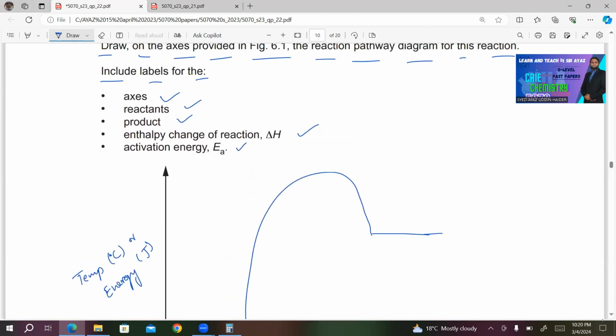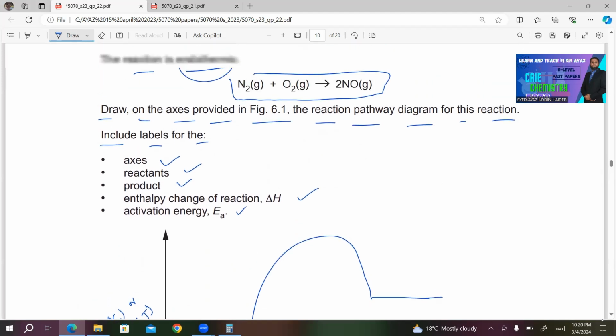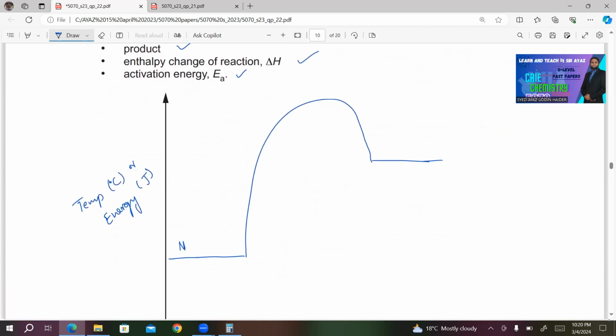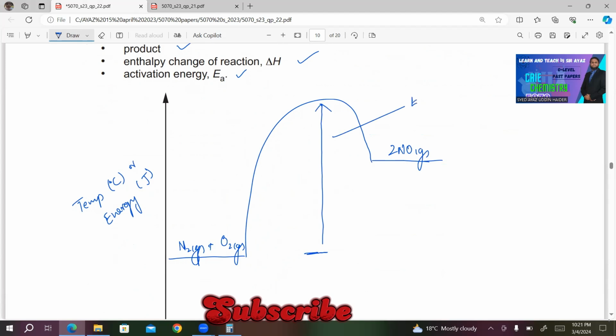Now show the reactants. We have N2 gas plus O2 gas gives 2NO gas. Now activation energy. Activation energy will be starting from the reactant point. This must be the activation energy and it's going up to the energy hump. Let's label it. It must be EA and it's always positive.